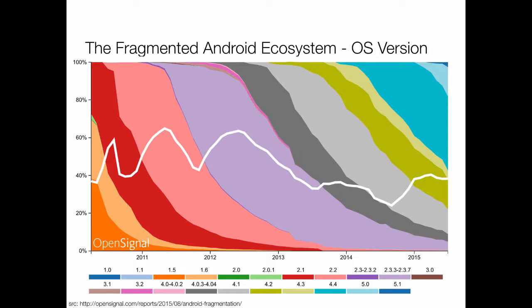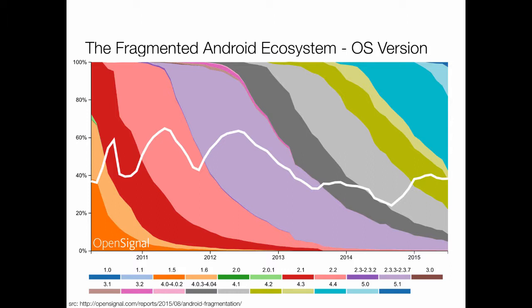And maybe a newer device will not support the old version. So this is sort of an advantage and a challenge at the same time. The white line presents the market share of the most popular Android version at any point of time. At any point of time, it's around 40% of devices that run a single version of Android. But there is a lot of fragmentation.